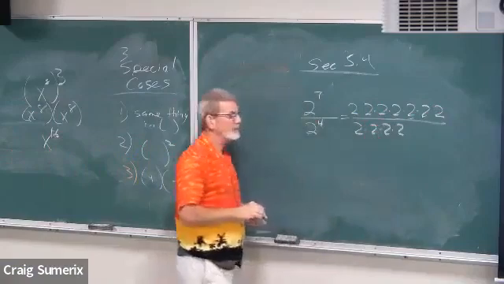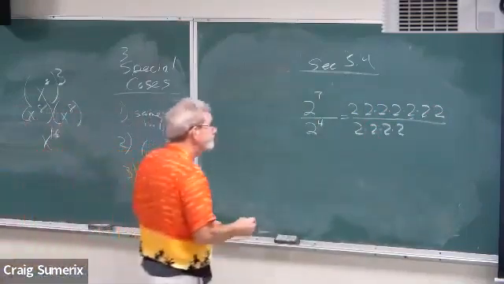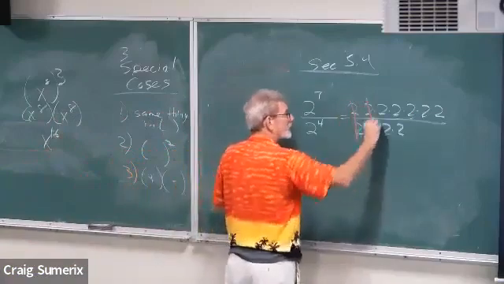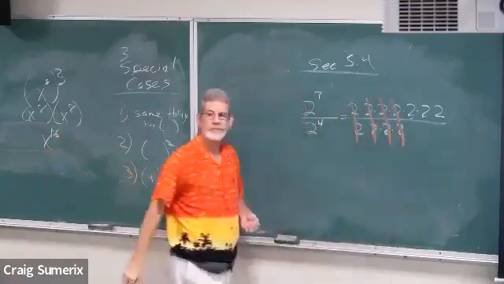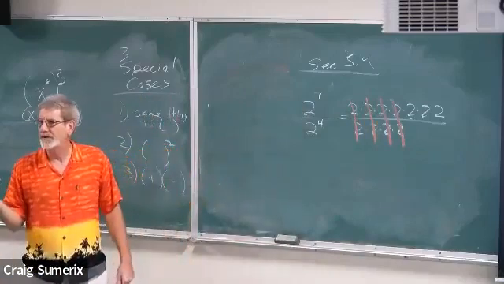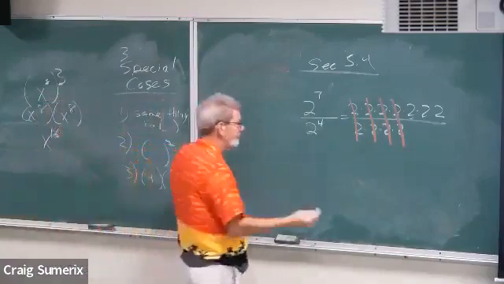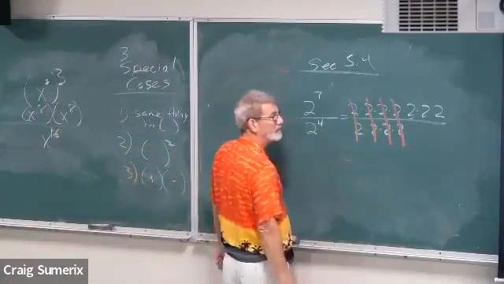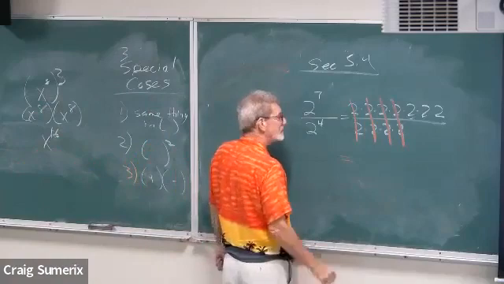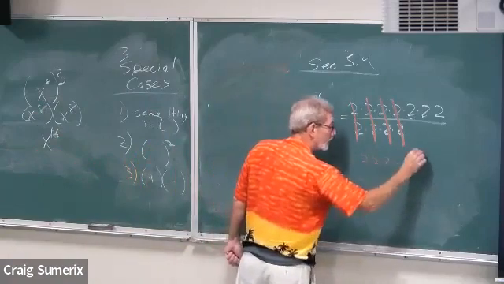If you've got the same thing in a fraction on the top and the bottom, what happens? They cancel each other out, don't they? 2 divided by 2 is 1. 1 times 1 times 1 is still 1. What do you got left? 2 times 2 times 2, which is 2 to the 3rd.